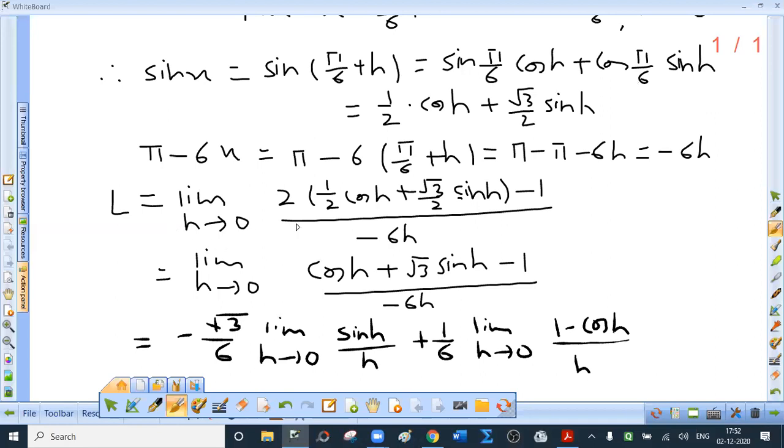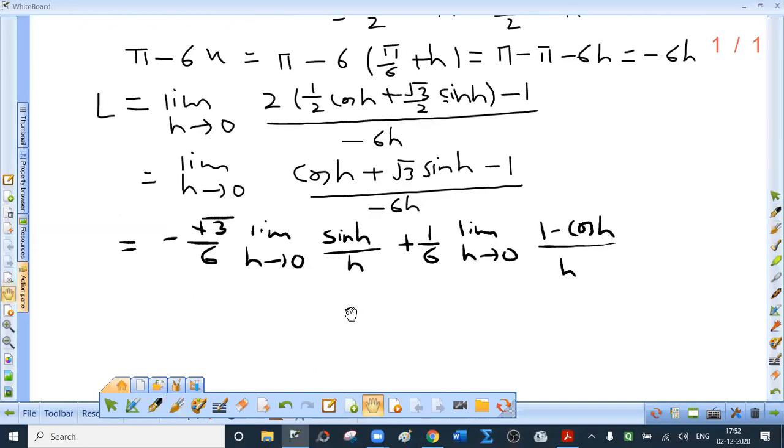So if you substitute, then on simplification you get this: limit h tends to 0, on opening the bracket, (cos h plus root 3 sin h minus 1) upon minus 6h. Let me explain. Actually sin h upon h is a standard limit, which is 1. So I have written minus root 3 upon 6, limit h tends to 0, sin h upon h. Now we need 1 minus cos h, and that is why this minus becomes plus. So plus 1 upon 6, limit h tends to 0, (1 minus cos h) upon h.